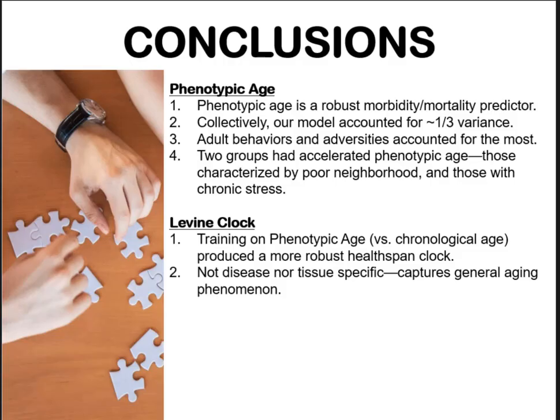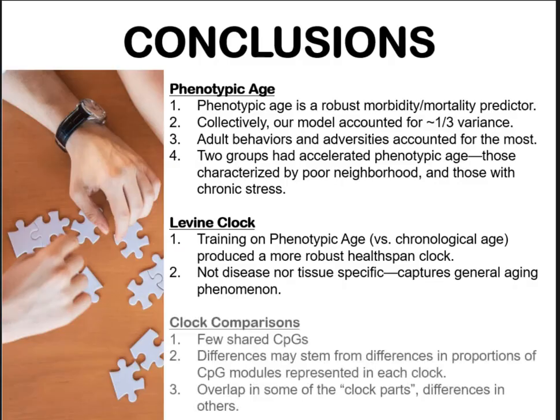When talking about the epigenetic clock, we find that when we actually train a predictor of this phenotypic age variable rather than chronological age variable, we actually get a much better biomarker of aging. It's more predictive of things like lifespan and health span, and also it's not disease nor tissue specific. So we're thinking it's capturing some general aging phenomenon. And then just the clock comparisons that I briefly touched on at the end.